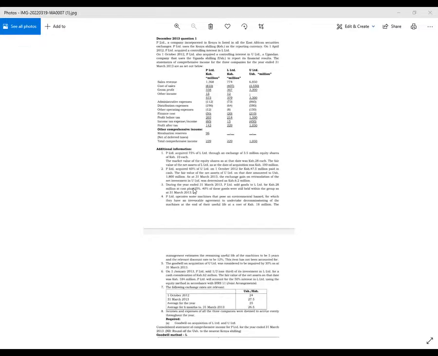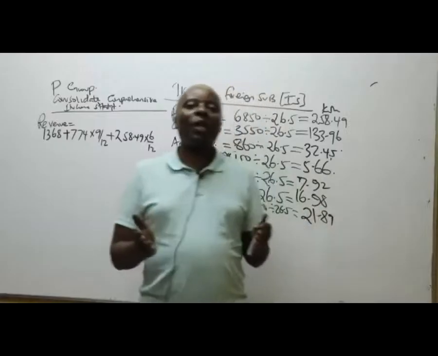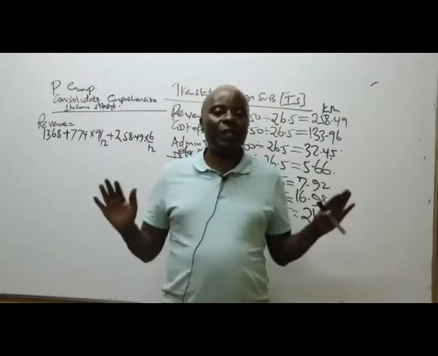During the year ended 31st March 2013, P Limited sold goods to L Limited for 28 million. These are serious relatives which can never sell goods to each other.